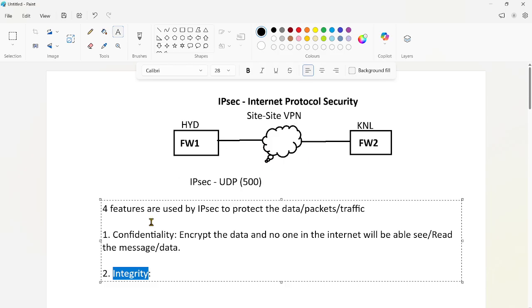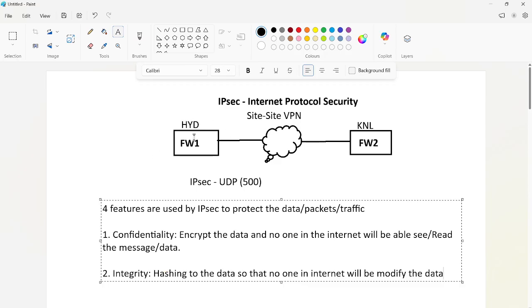So to avoid that, IPsec is using integrity. Whenever IPsec uses integrity, no one on the internet will be able to modify the data. For integrity, IPsec uses hashing algorithms. It will do a hashing of the data so that no one on the internet can modify the data.